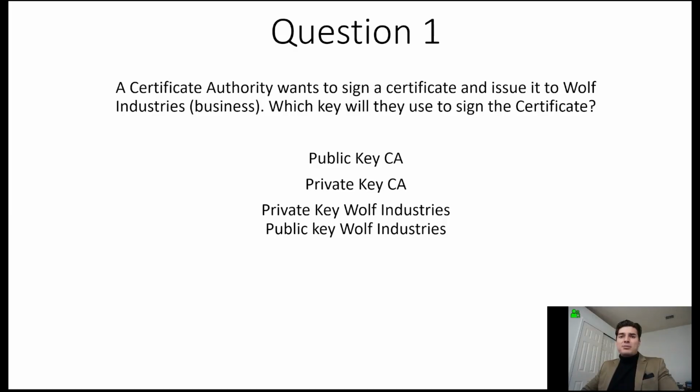Today, we're going to take a look at this practice test and talk about why the answer is the answer and what the other options would match up with. Question number 1. A certificate authority wants to sign a certificate and issue it to Wolf Industries, a business. Which key will they use to sign the certificate?